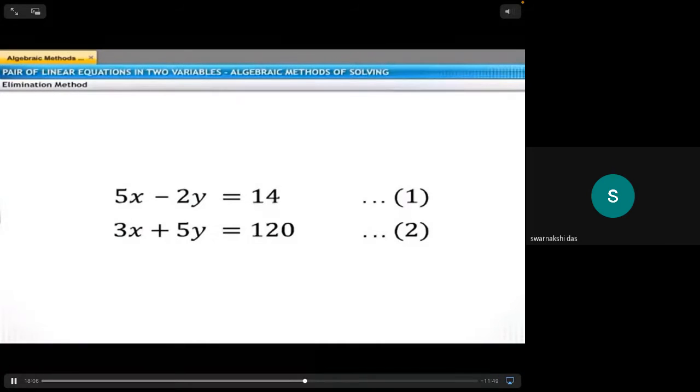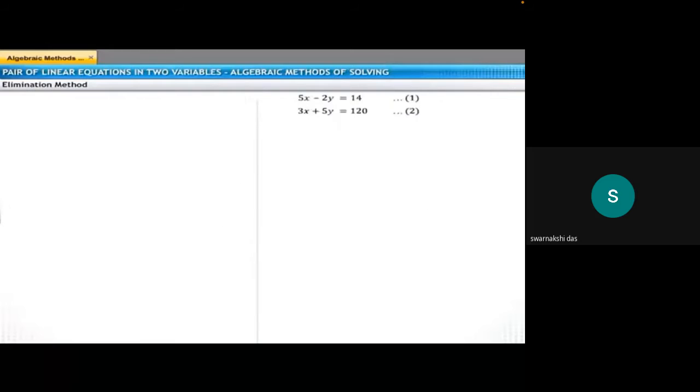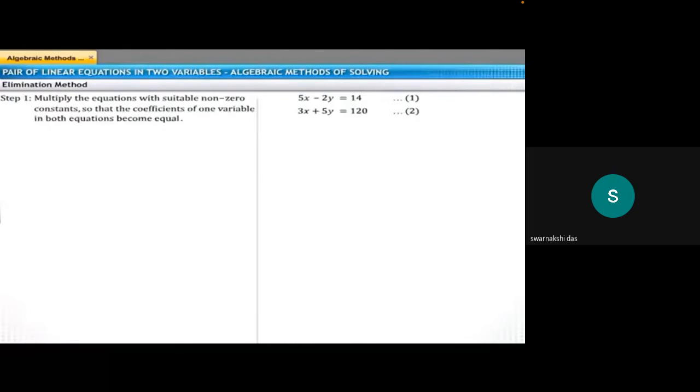See here, one question we will take into consideration. It is given that 5x minus 2y is equal to 14, and 3x plus 5y is equal to 120. Here we multiply the equations with suitable non-zero constants so that the coefficients of one variable in both equations become equal.